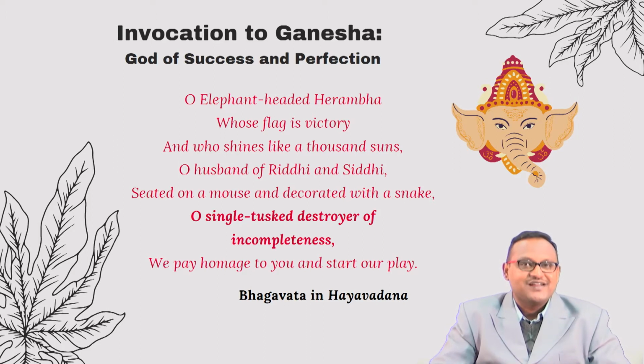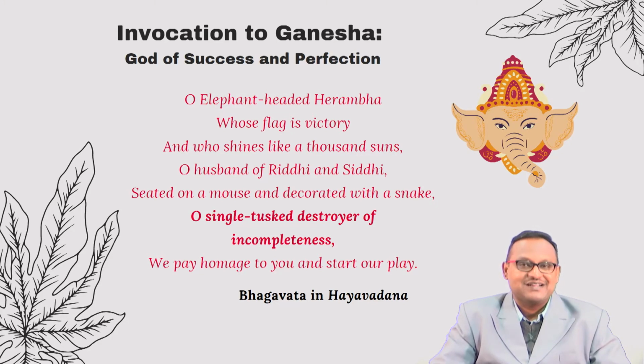Therefore, let's go ahead and also begin our discussion of the play with a prayer. O elephant-headed Heramba, whose flag is victory and who shines like 1,000 suns. O husband of Riddhi and Siddhi, seated on a mouse decorated with a snake. O single-tusked destroyer of incompleteness, we pay homage to you and start our play.